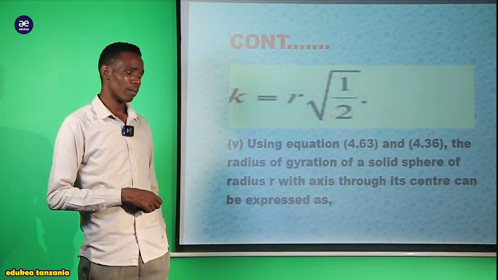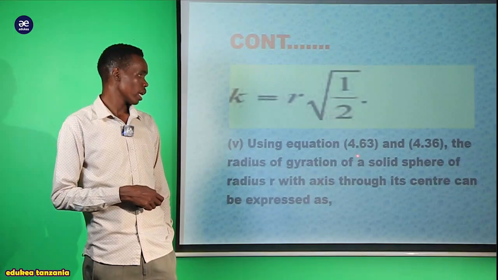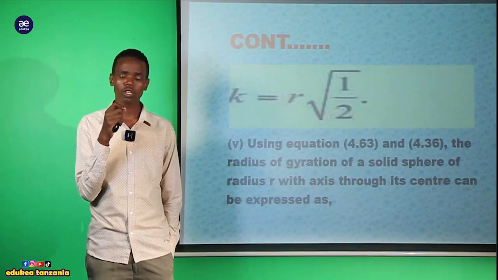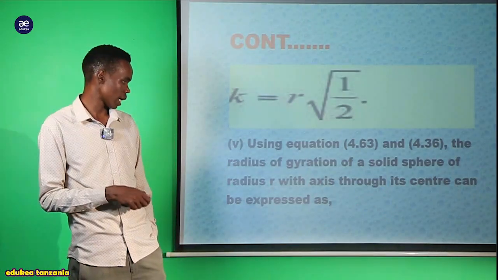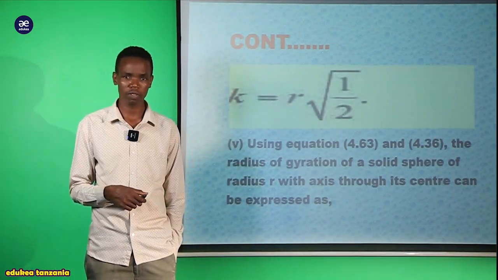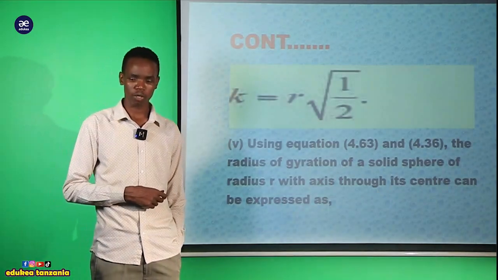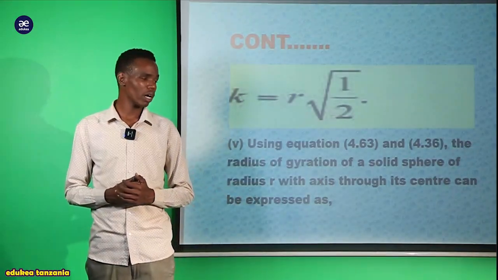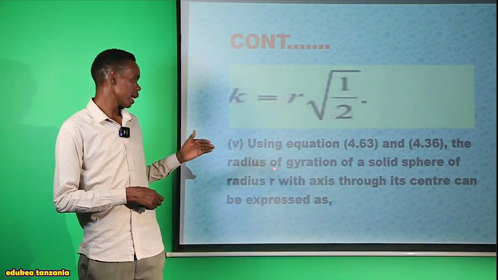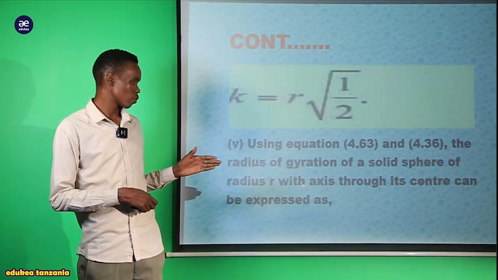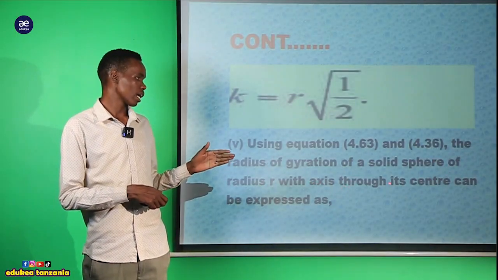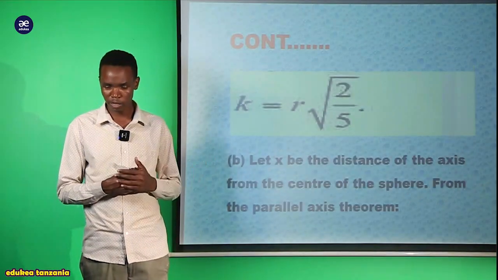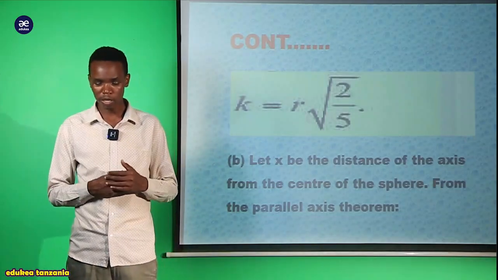In equation A, Roman 5 here, we are supposed to determine the radius of gyration for the solid sphere. How do we get the radius of gyration for the solid sphere? This is what we try to demonstrate, or prove, here. In the same way, the radius of gyration of the solid sphere, with the axis of rotation through the center, can be expressed by this one. For the solid sphere, we will go back the same way.